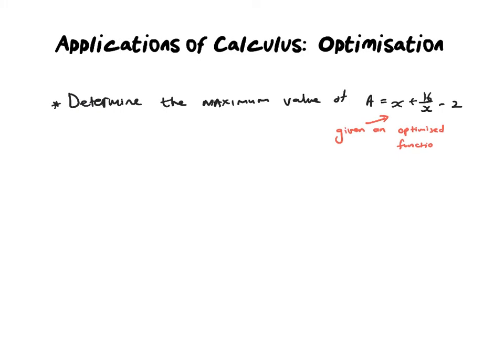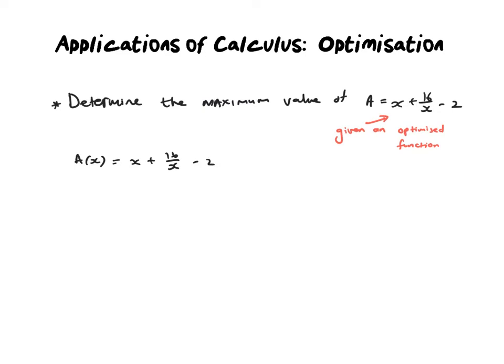Okay, so let's start off with an example. Determine the maximum value of a certain optimized function. The function is A equals x plus 16 over x minus 2. So you've been given the function, which is quite neat. The subject is A, and we're finding it in terms of x plus 16 over x minus 2. What we're going to do is find the maximum or minimum.